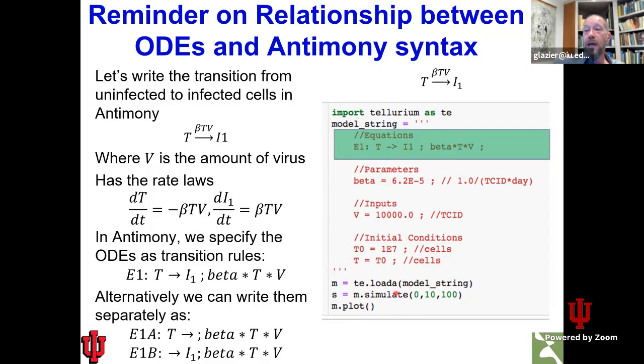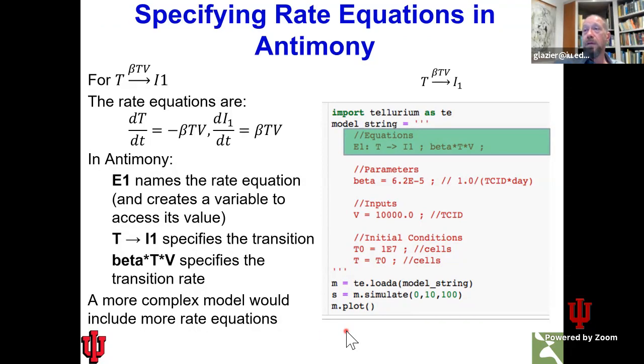Okay. And yes, if I wanted to write it as ODEs, I could do it this way. E1A, T goes to nothing at rate beta TV. E1B, nothing goes to I1 at rate beta TV. That would be another way to write it. So I have some flexibility in how I do it. Okay. So just in the analysis, which I've already gone through, E1 simply gives a name to this rate law.